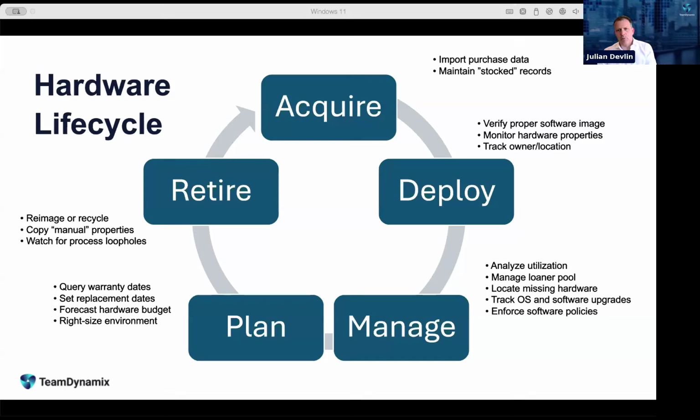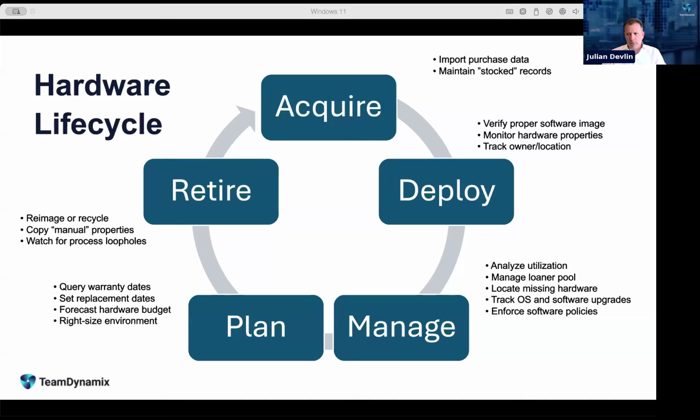During that time as well is probably one of the more active times that you would be using configuration management or ITSM, working with tickets against that hardware. But throughout that whole process, you would want to make sure that you're tracking OS and software upgrades, that everything you think is happening on that computer is in fact happening, and potentially enforcing software policies like keeping people from downloading and running things that they shouldn't.